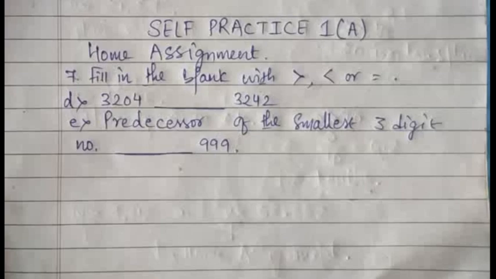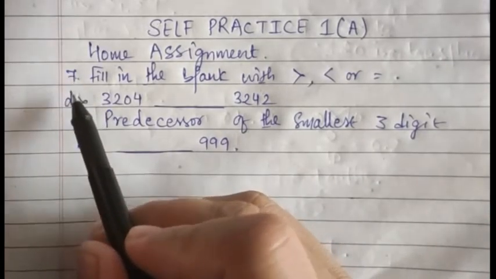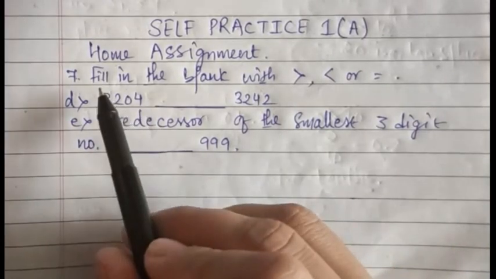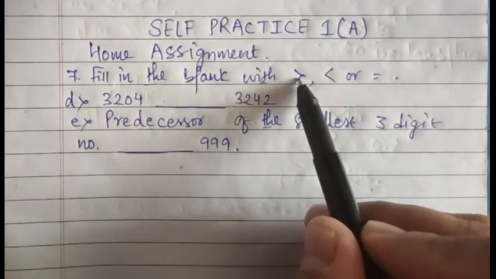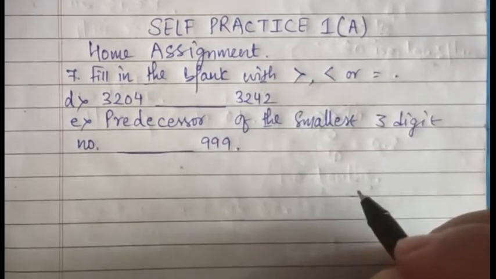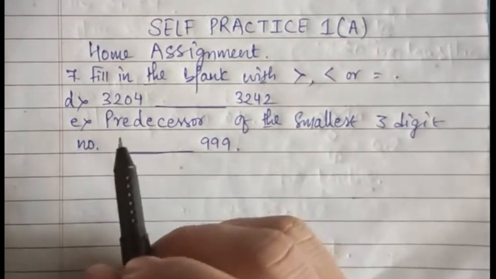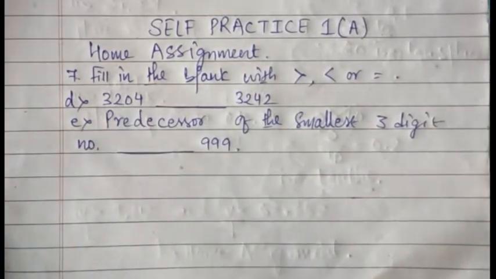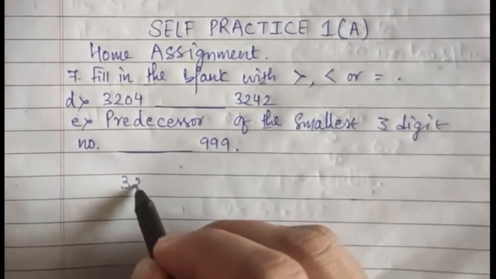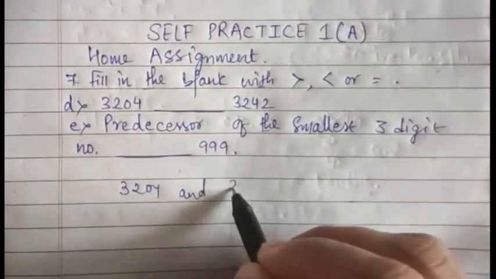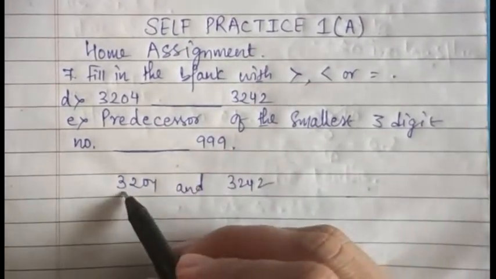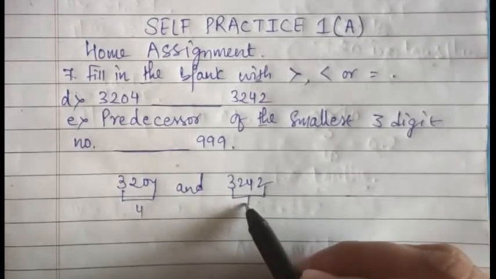All right, so here we have the home assignment. Question number 7, D and E was a home assignment. The question was to fill the blank with a greater than, less than, or equal to sign, isn't it? As I mentioned yesterday, whenever you are comparing a number, you should first see how many digits are there. Over here, when you compare 3204 and 3242, how many digits are there? 4. In case of this also 4.